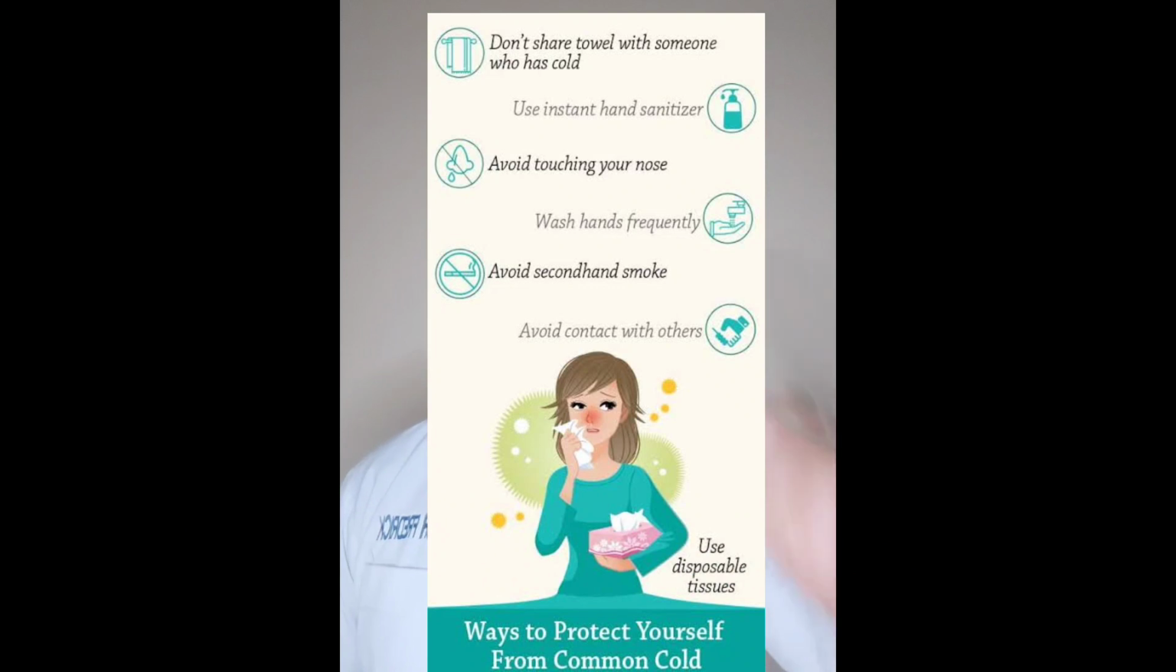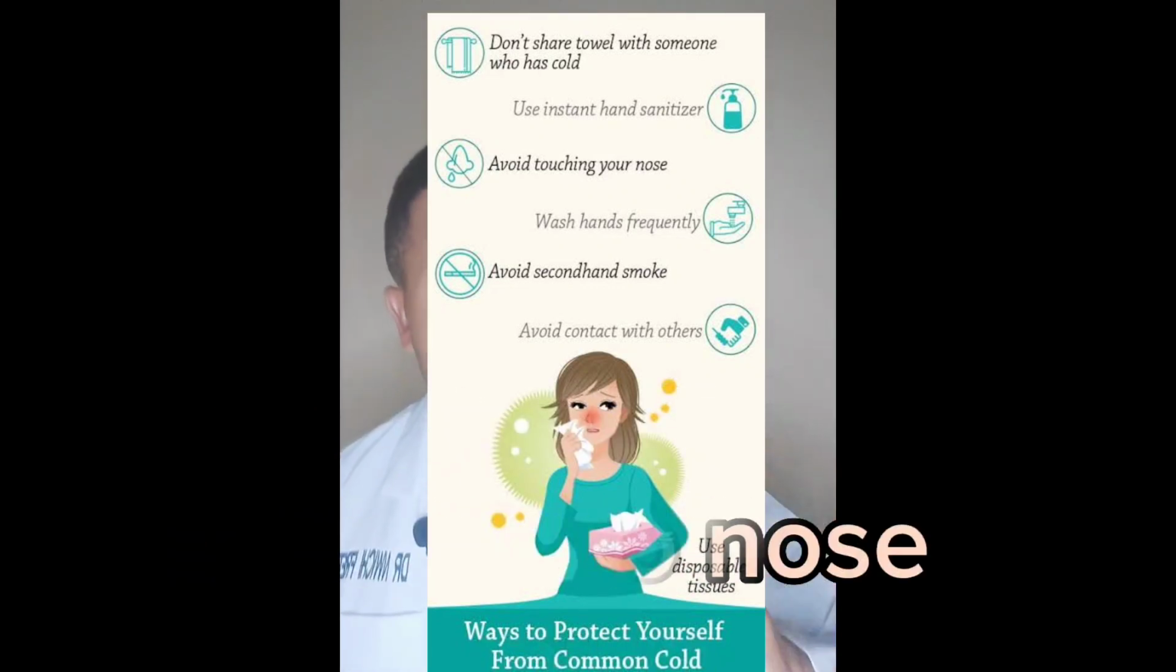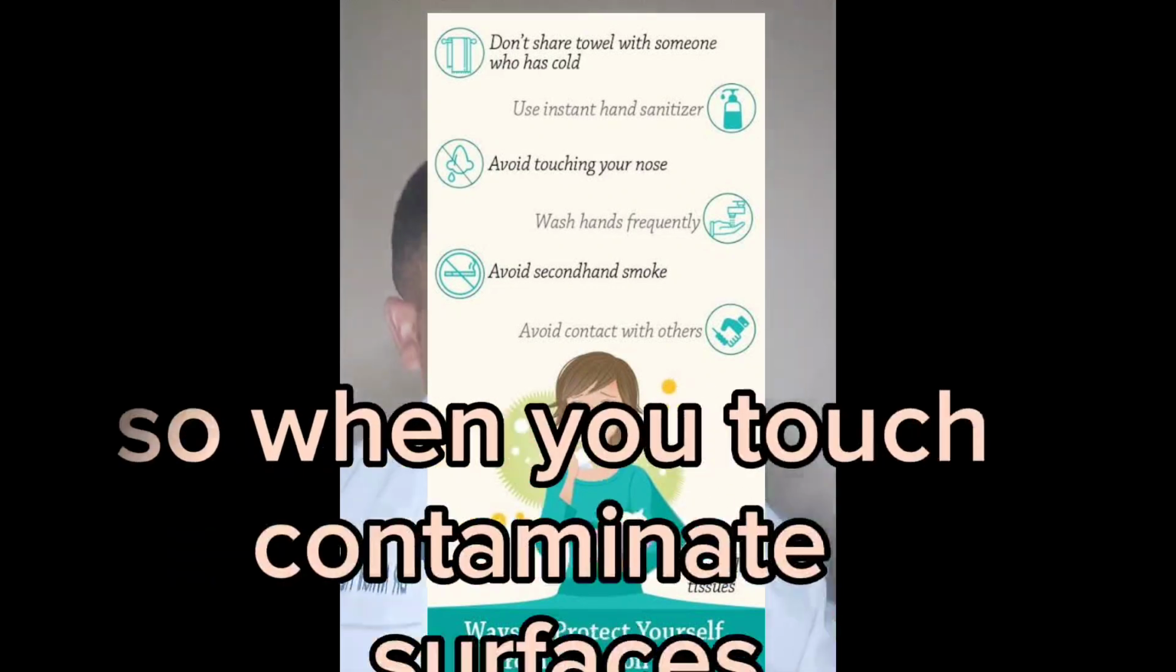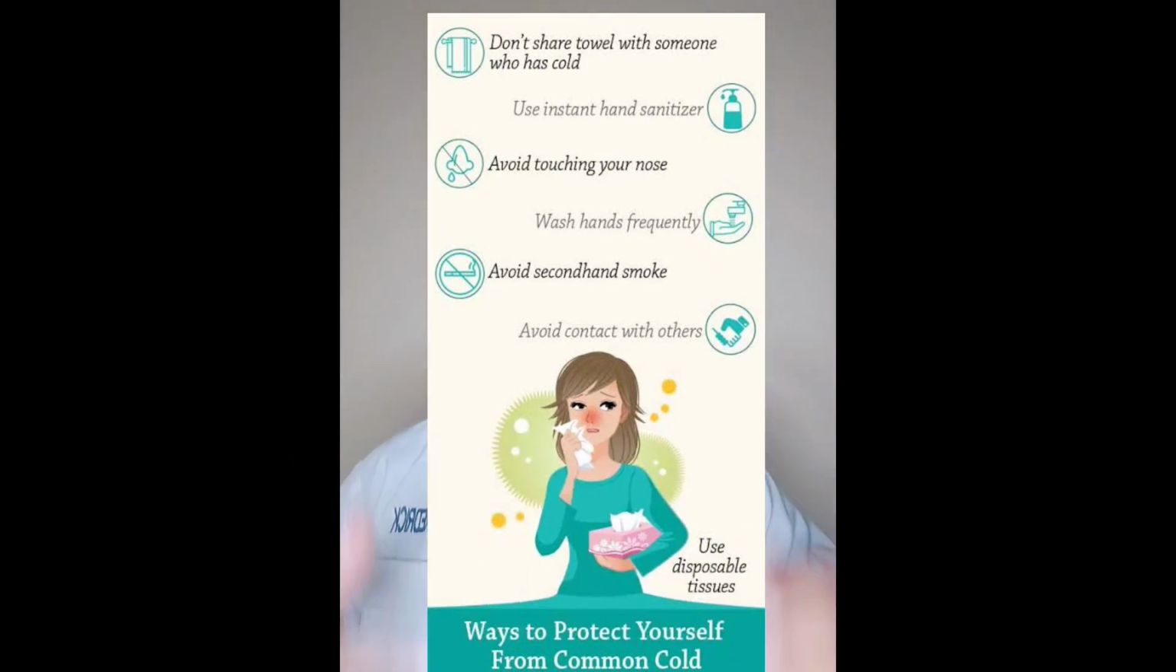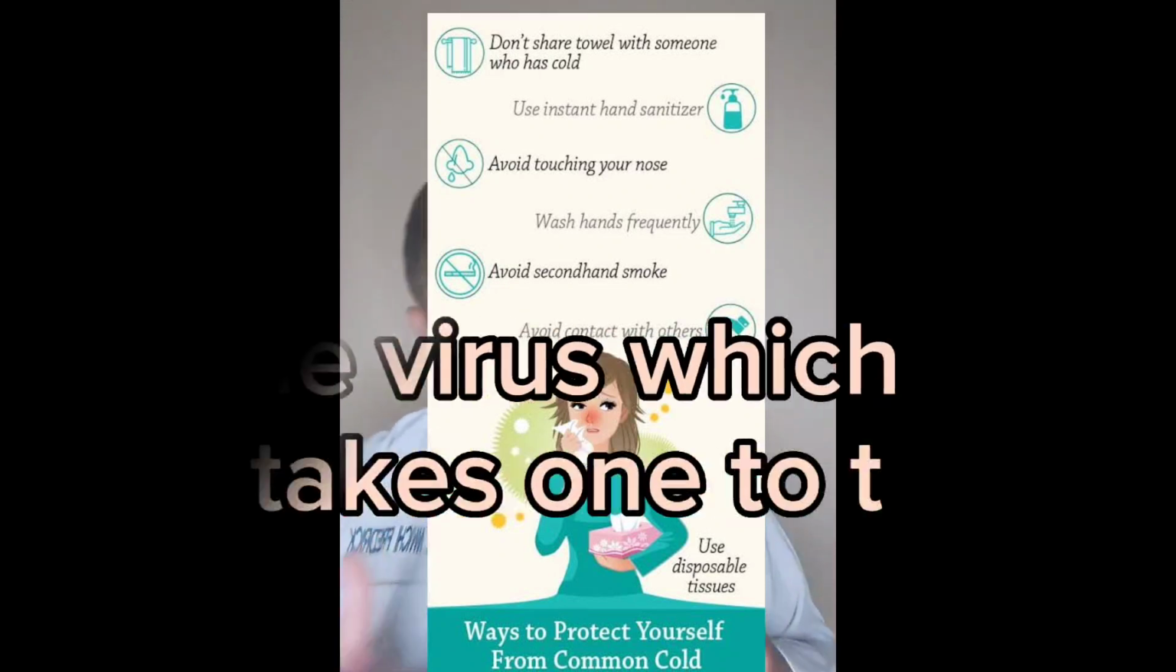Then the transmission, because the virus that causes the common cold is highly contagious. And transmission is either from hand to mouth, or hand to nose, or hand to eyes. So when you touch contaminated surfaces, or you shake someone and you didn't sanitize your hand, or you didn't wash your hands, then you can acquire the virus. It takes 1 to 3 days for it to develop. Then after 7 days, it resolves on its own.